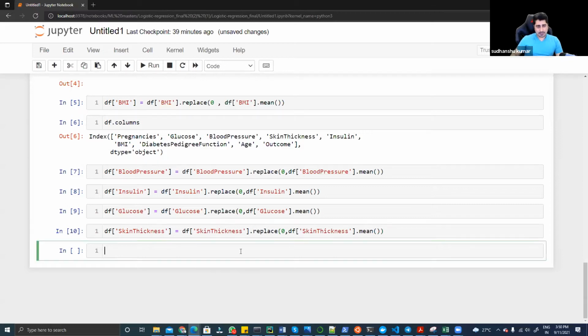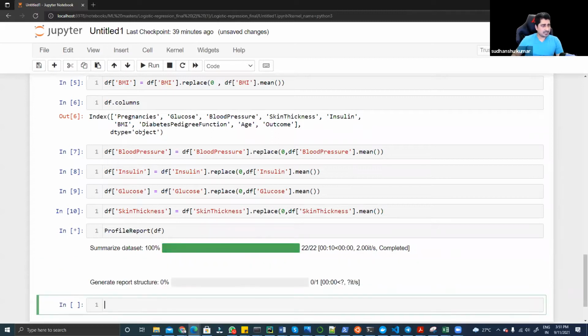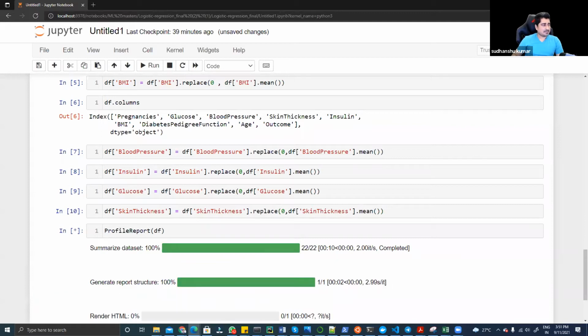Okay, now maybe we can again generate a profile report of the data frame. This time we have replaced all the zeros with their mean. So now let's look into this data set and check whether we still get some sort of skewed data or not. I think in this way, we will be able to get an answer.